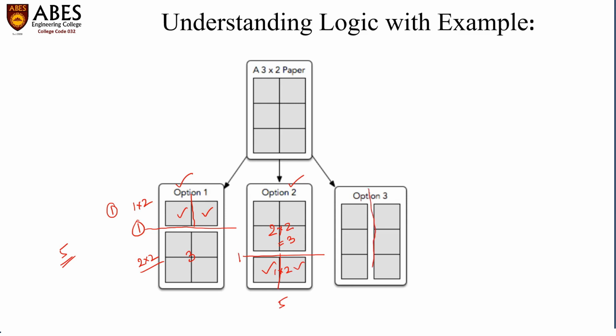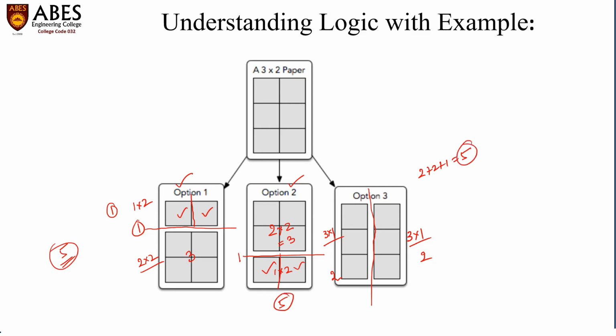Similarly, if I have this paper and I cut it vertically from top to bottom, then I get 2 pieces of paper of size 3x1 each. We already have seen that if I have a 3x1 paper, I require 2 cuts. So 2 cuts are required for one side and 2 cuts are required for the other side as well. So in total, I require 2 plus 2 plus 1. It means 5. So in either way we do the cutting, we require 5 cuts.